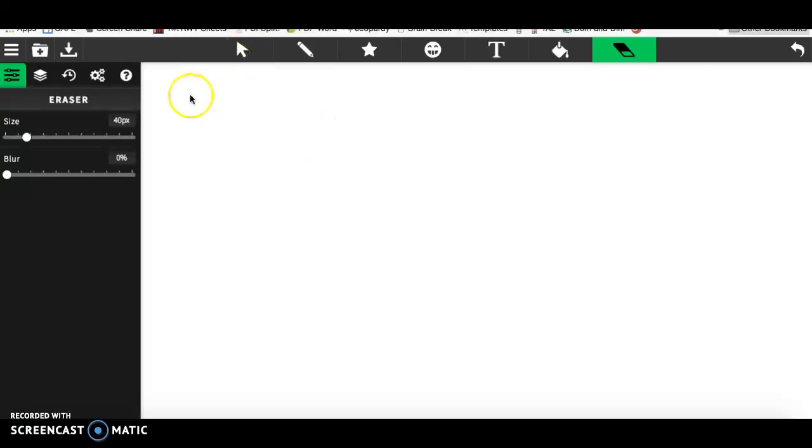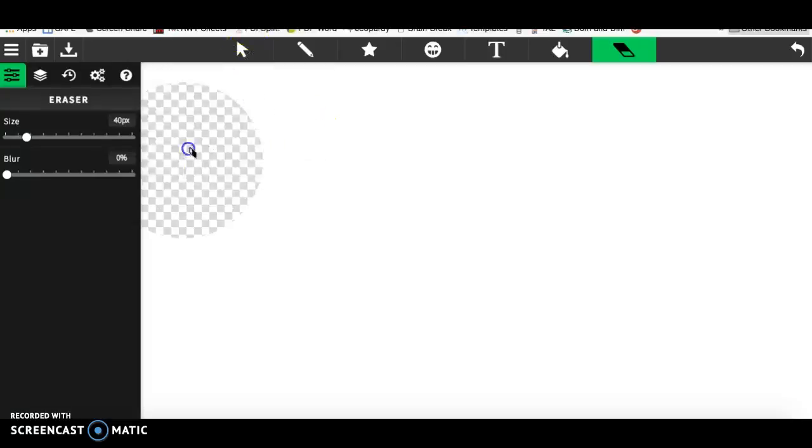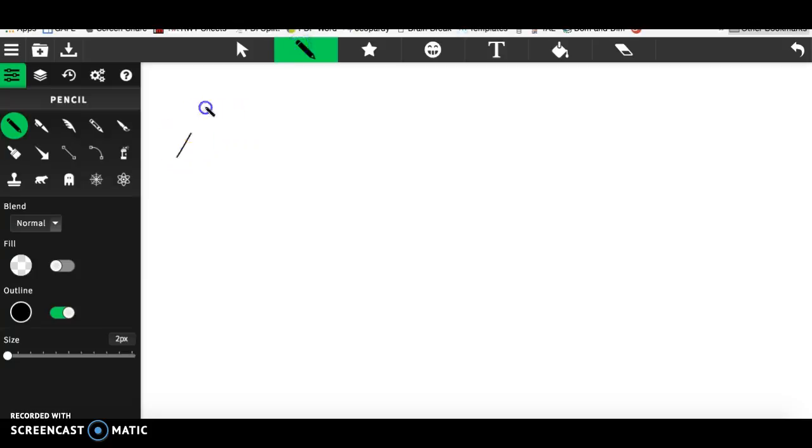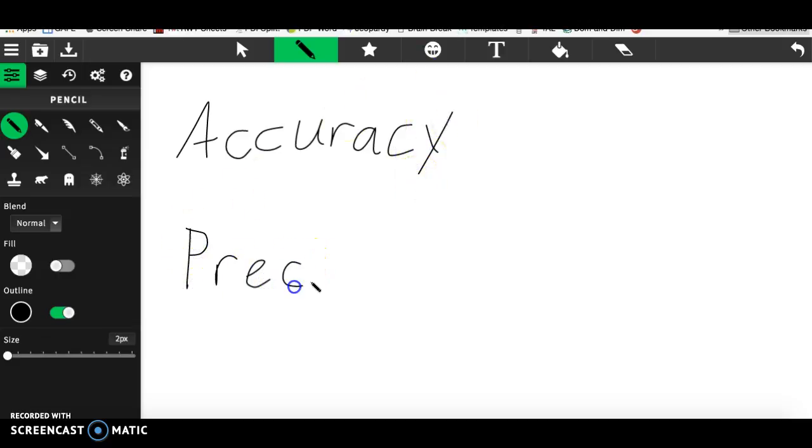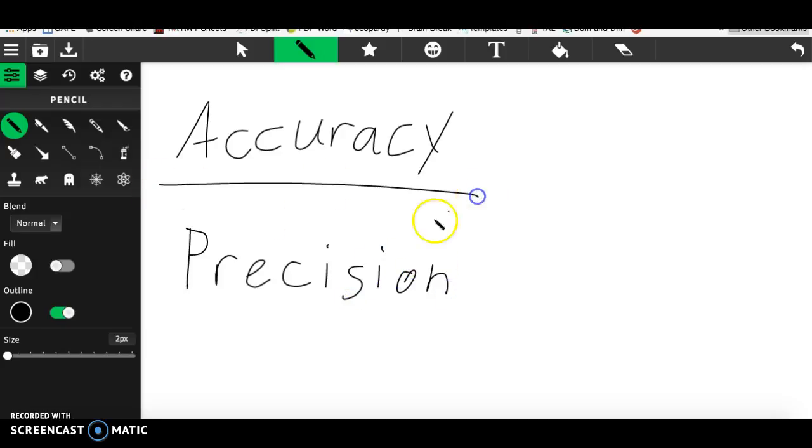Okay, last two concepts for your test. We have accuracy and precision. Two different words, two different definitions. We'll start with accuracy.